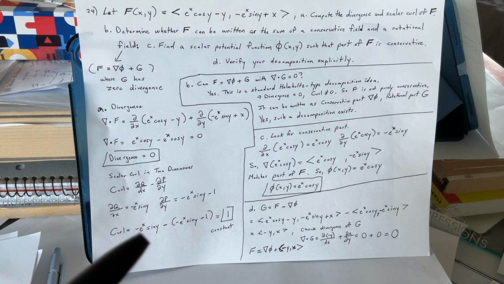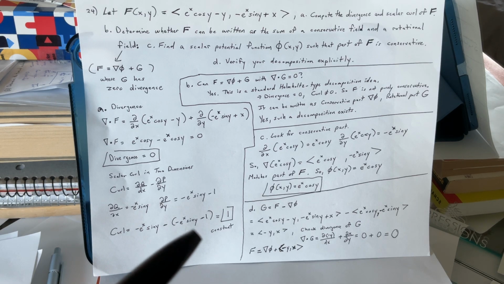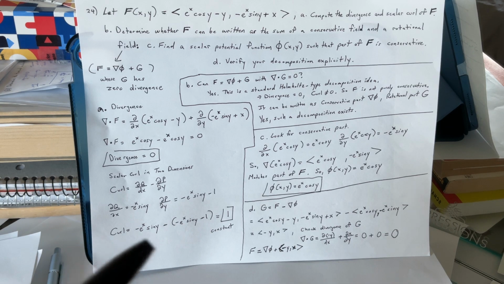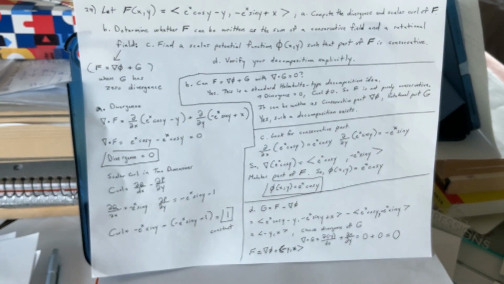Curl, negative e to the x sine y minus e to the negative x sine y minus 1. We get a 1, okay? And we get that 1, and that's constant. All right? So, we got the divergence, and we got the scalar curl. That takes care of part A.